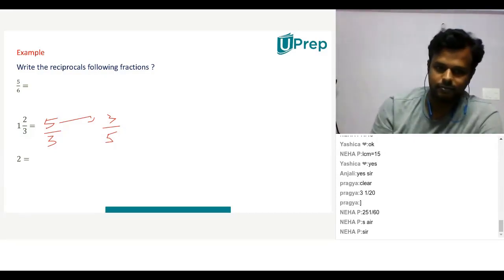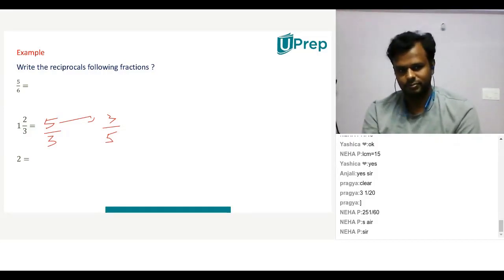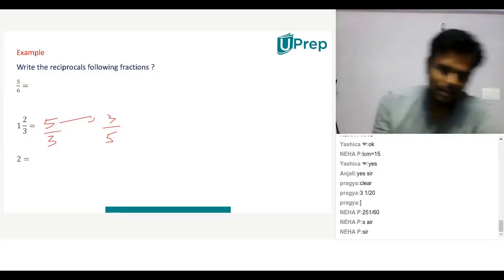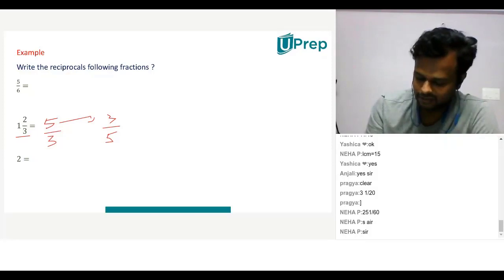Sorry, sir, how can we solve the 2 problem? I didn't get how we got the answer. What we usually do is, when a whole number like 2 comes and we have to take the reciprocal, we just put 1 in the denominator and flip it, so it's 1 upon 2. See, Neha, what we are doing here is we first converted it into an improper fraction.